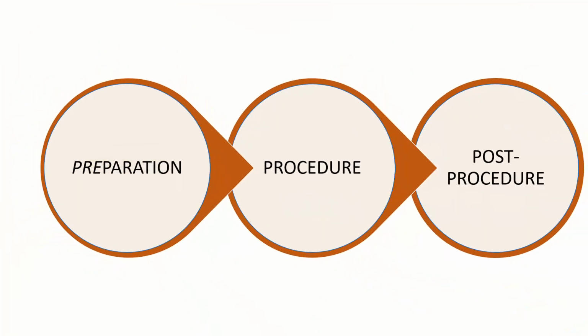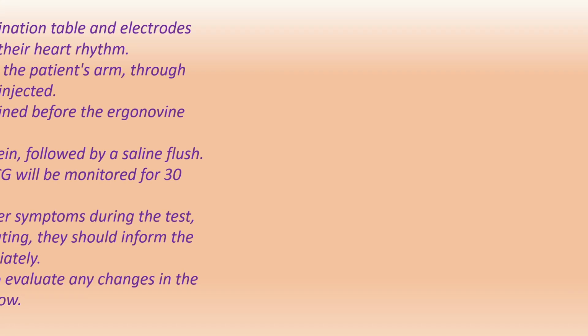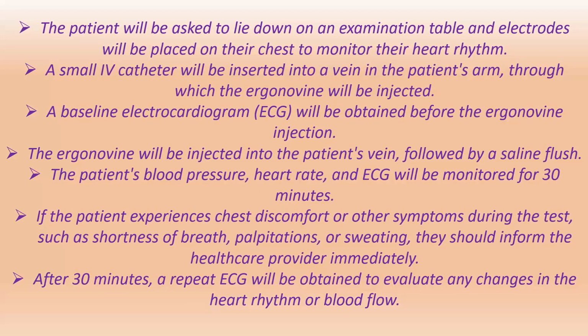Second, the procedure part. The patient will be asked to lie down on an examination table and will be monitored for the heart rhythm. A small intravenous catheter will be inserted in a vein in the patient's arm, through which the ergonovine injection will be given.